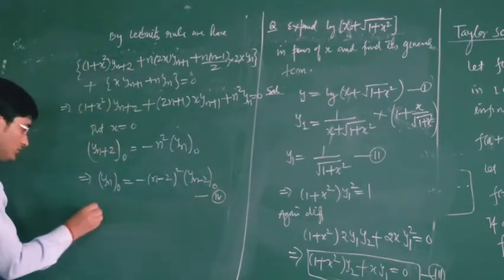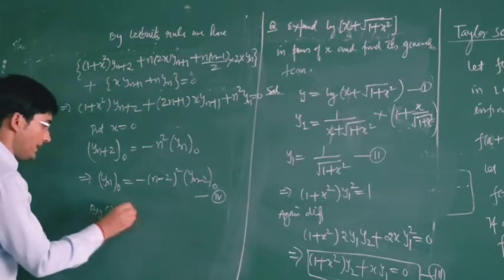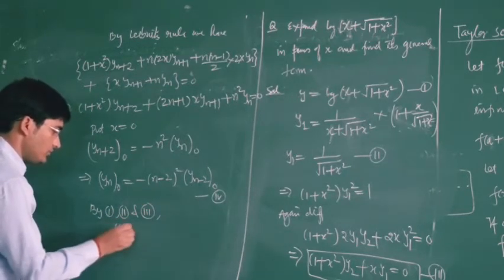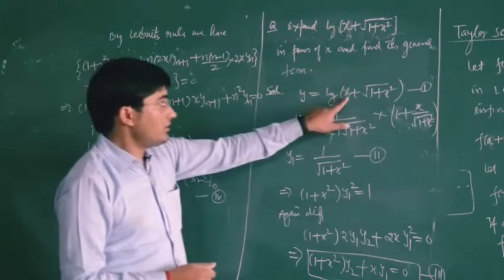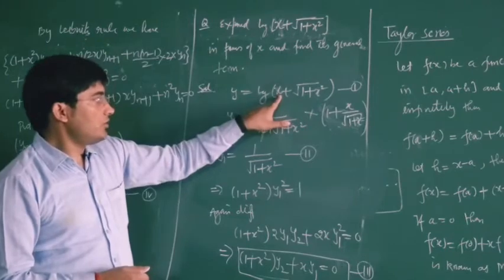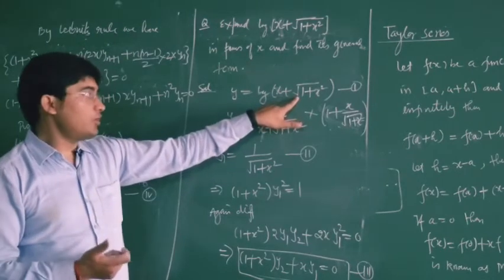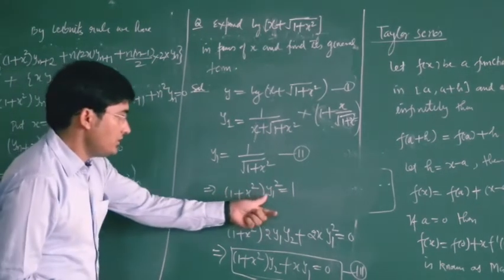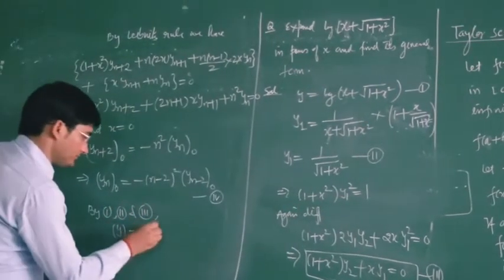By 1, 2 and 3, if you put x equal to 0 there, then this will be your log 0 plus 1. That means we have log 1. Log 1 is 0, so this is your 0. From here we will have y1 at 0 equal to 1.